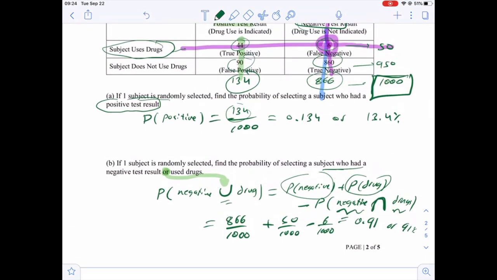Okay. Now if we want to ask, would it be unusual to select a subject who had a negative test result or used drugs? Since we got 91%, and that's greater than 5%, I mean 0.05. If it's greater than 0.05, that means it's not unusual. That means it's usual.